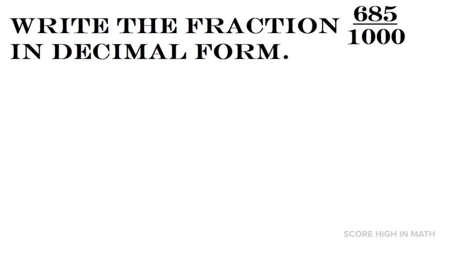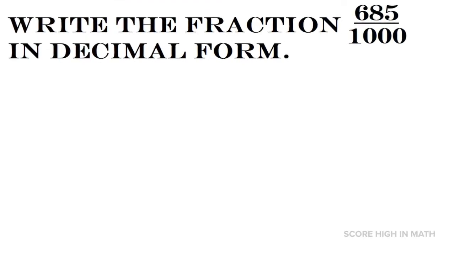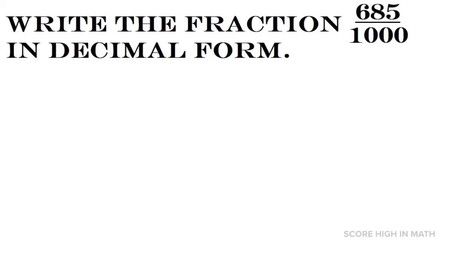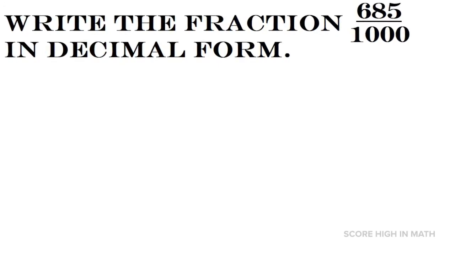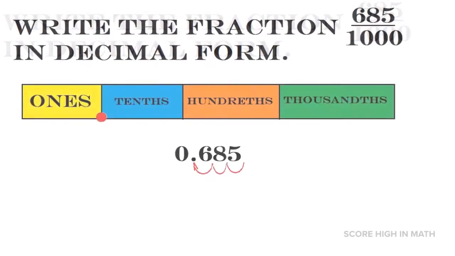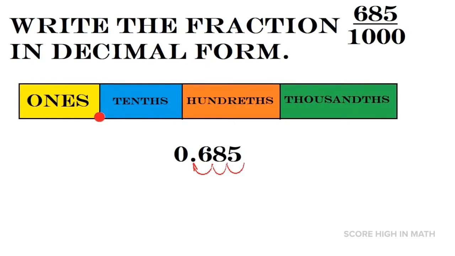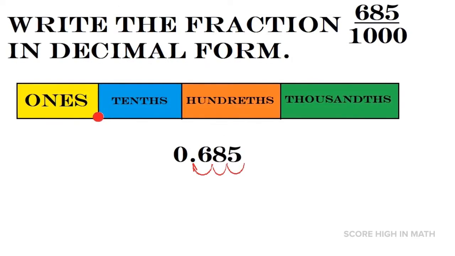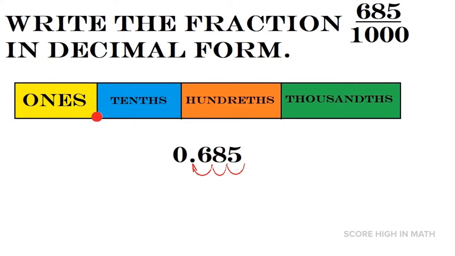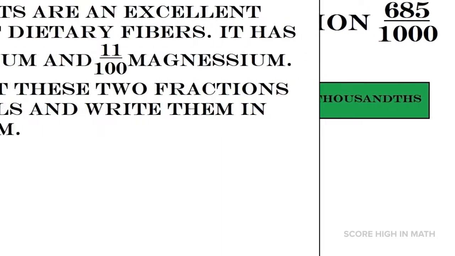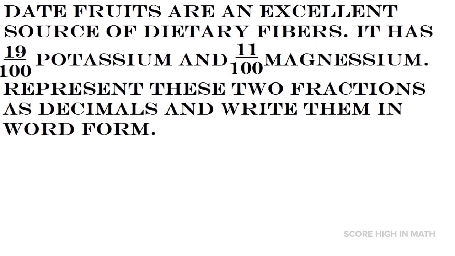What about this example? Write the fraction 685/1000 in decimal form. The step will always be the same. The decimal form of the fraction 685/1000 is 0.685.